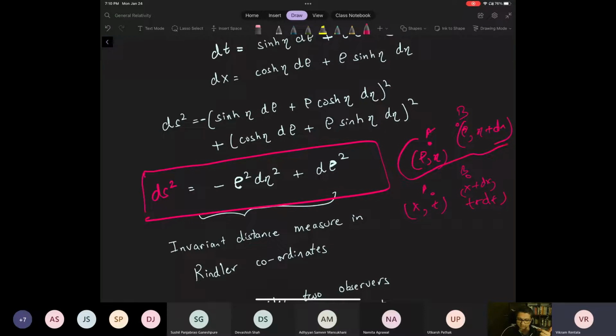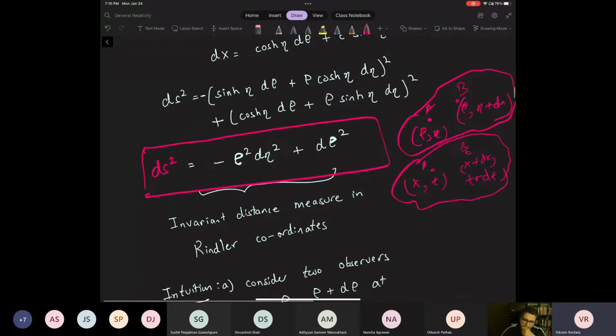One, this is in the accelerated reference frame of Rindler observers. This is in the inertial reference frame, some particular inertial reference frame S. Okay, and this is an invariant. It's a Lorentz invariant distance measure. Okay, between two Rindler coordinates, and we looked at some intuition for why it takes this form.